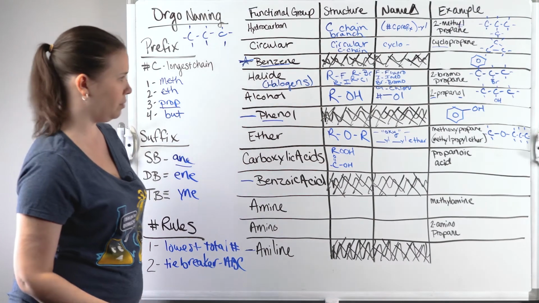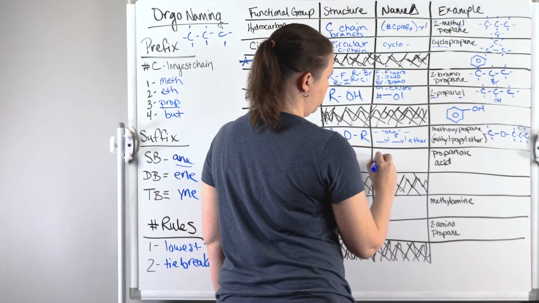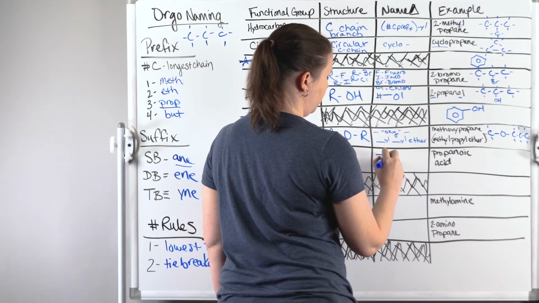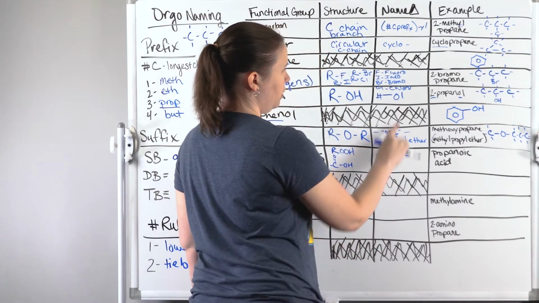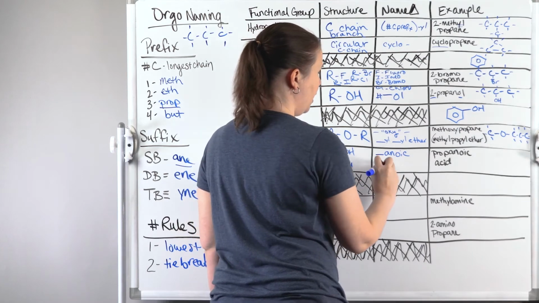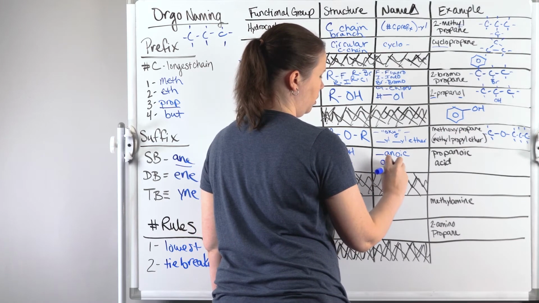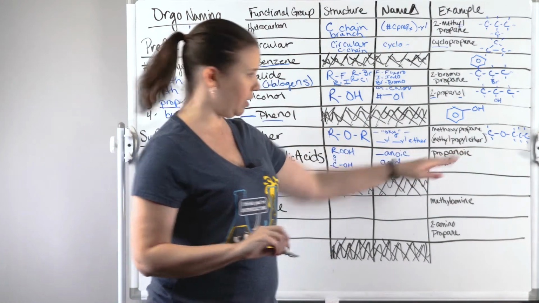It's donating a proton. When you change the name for this, you're going to change the ending a lot. ANOIC as the ending. Kind of like how we changed the ending to the OL, but a much bigger change at the end. And you're going to add the word acid to the end. So here's our example, propanoic acid.